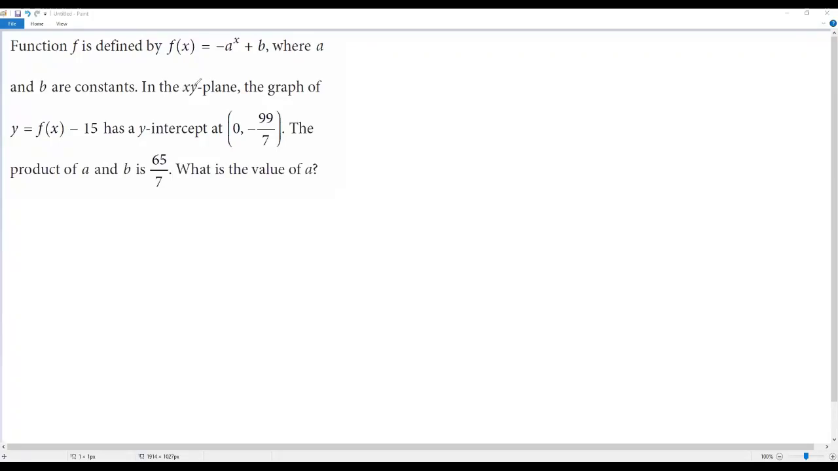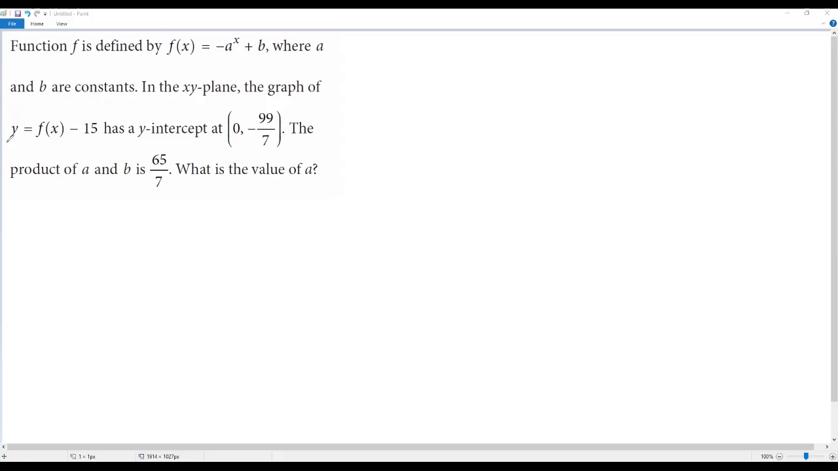Function f is defined by f of x equals negative a to the x to the power positive b, where a and b are constants. In the xy plane, the graph of y equals f of x minus 15 has a y-intercept at (0, negative 99 over 7). The product of a and b is 65 over 7. What is the value of a?